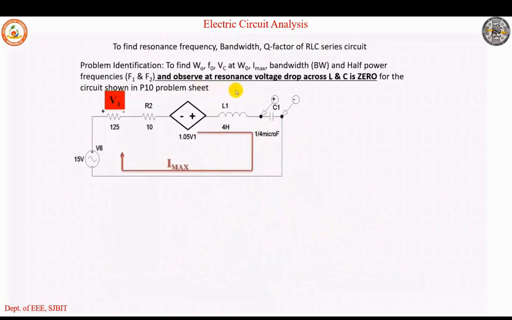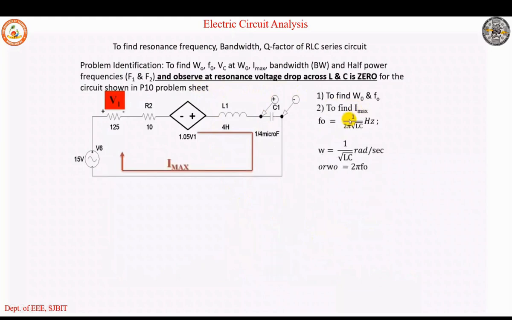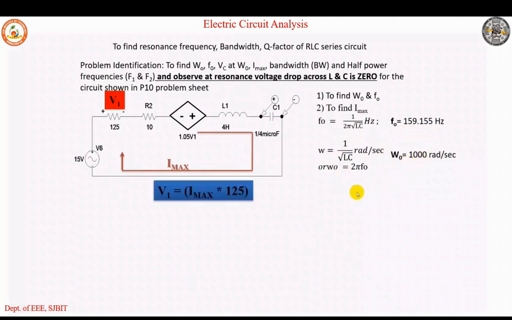That is to solve for F0, omega naught, VC, and I max. Let's see all one by one. To find omega naught, F0, and then I max: F0 is given by 1 by 2 pi root LC hertz, and omega naught is 1 by root LC. Substituting the values of L and C, we get the value of F0 as 159 hertz and omega naught as 1000 radians per second.